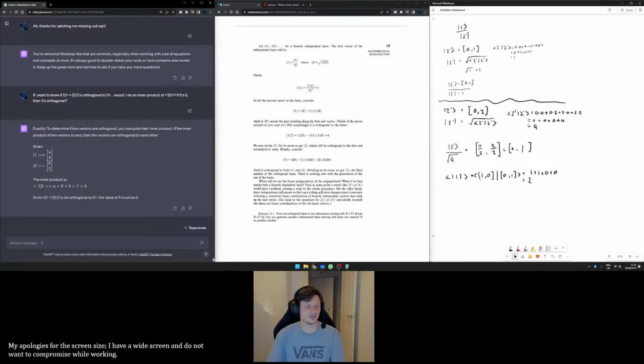Exactly, to determine if the two vectors are orthogonal, you compute their inner product. If the inner product of the two is 0, then the vectors are orthogonal to each other. Given a, b, and 2, the inner product is a times 0 plus b times 1 equals b. So for orthogonality, the value of b must be 0.